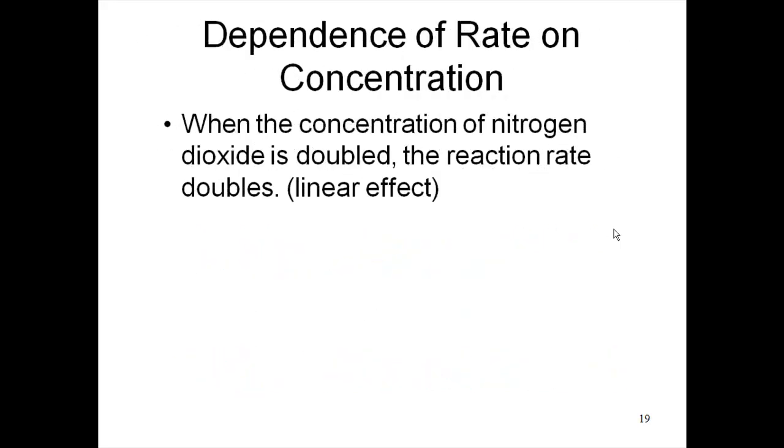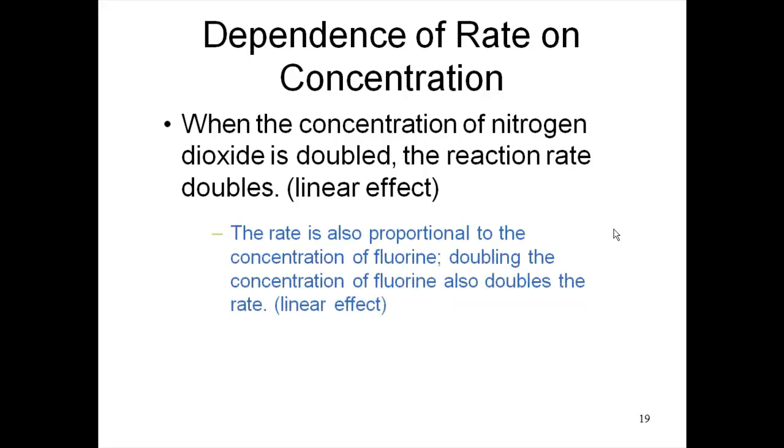When the concentration of nitrogen dioxide is doubled, the reaction rate doubles. There's a linear effect. If I triple the concentration of nitrogen dioxide, the rate triples. I see this effect as long as I chose the right experiment, by holding the concentration of fluorine constant. Now I can do a similar experiment, but now let's hold nitrogen dioxide constant and change the concentration of fluorine. And I notice that when I double the concentration of fluorine, I double the rate. Once again, it also has a linear effect. If I triple the amount of fluorine, the rate triples.